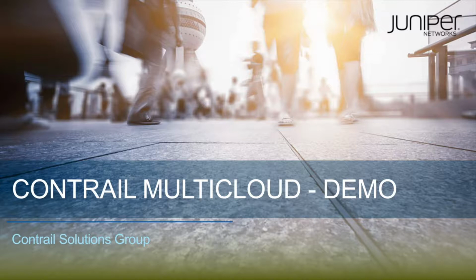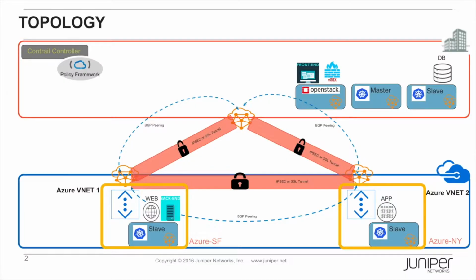And today, I'm going to talk about Contrail Enterprise Multicloud. So the demo we have today is where we have an application which is spread across two environments. The first environment is on-prem with OpenStack, and the second environment is in Azure with Azure VNet 1 and Azure VNet 2, one in Azure San Francisco being VNet 1 and the other one being Azure New York, which is VNet 2.